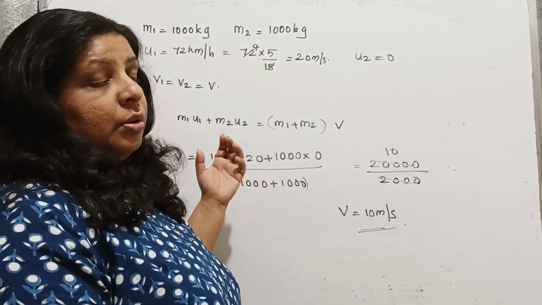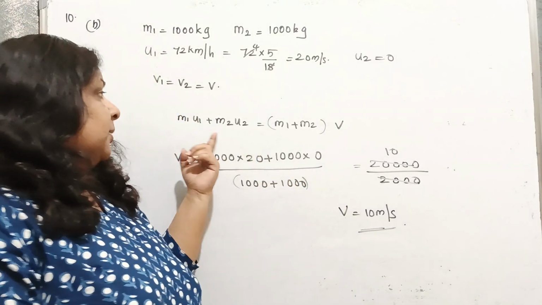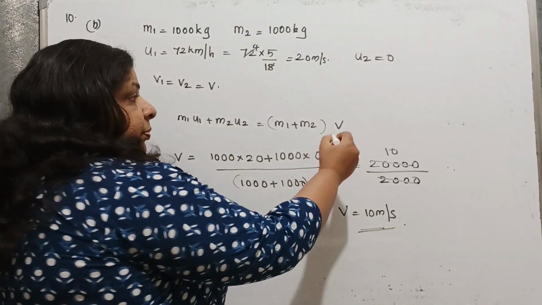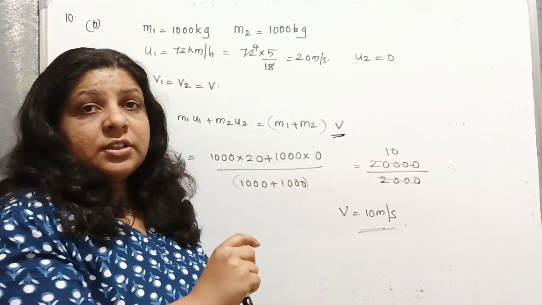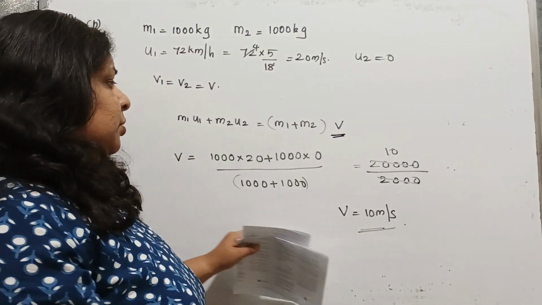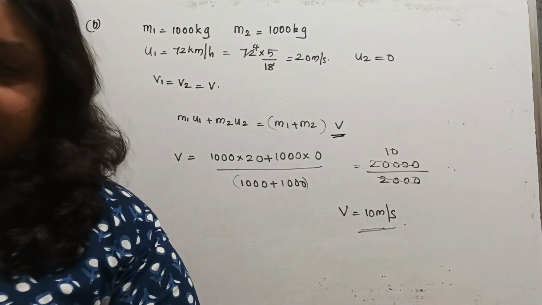So what you will do is, momentum before collision is equal to momentum after collision. m1 u1 plus m2 u2 is equal to (m1 plus m2) into v. This v, with which the trucks move after collision, is what you need to find. So with direct formula substitution only, you will get the answer as 10 meter per second. Okay, check it out.